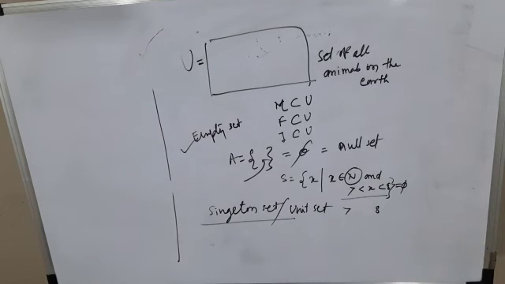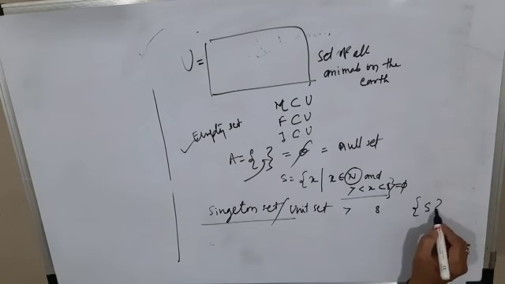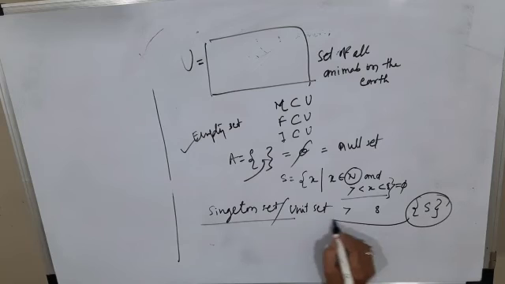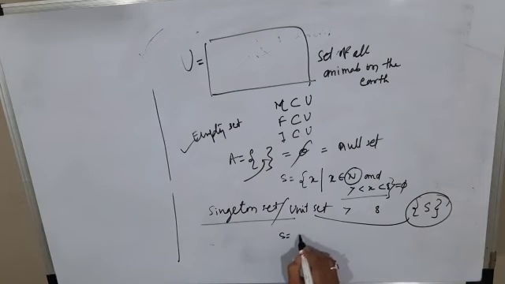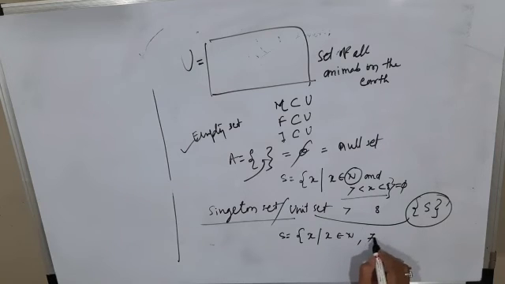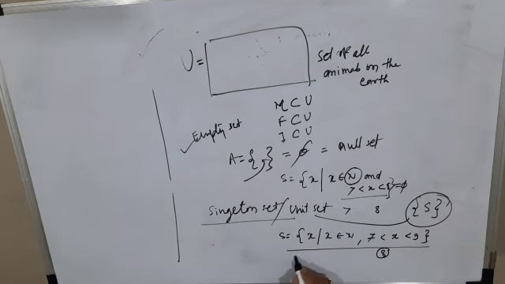So what is the singleton set? The singleton set or the unit set contains only one element. The singleton set is denoted by a capital S, with only one element. If I say S is equal to, in set builder notation, X belongs to N, where 7 is less than X and X is less than 9, what is the meaning of that? I have only one element in the set, that is 8. So S has an element, that is 8.